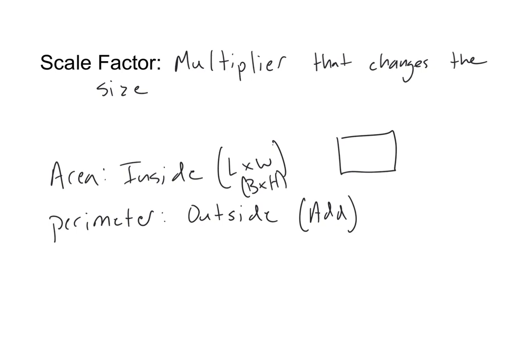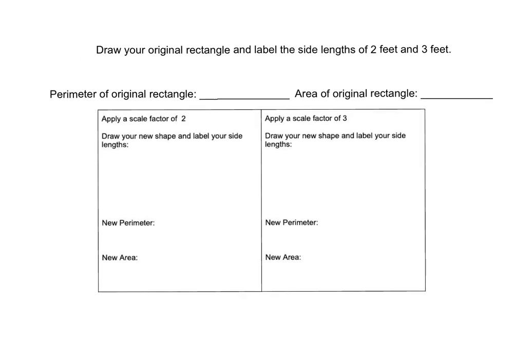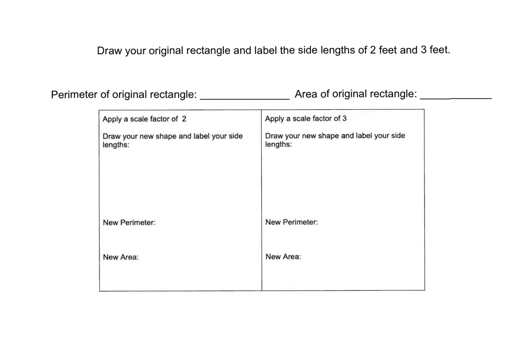Okay, so grab your piece of paper. Find the top of your piece of paper, and we're going to start today by drawing your original rectangle and labeling the side lengths 2 and 3 feet. So go ahead and take a second on your piece of paper and draw the original, or the OG, rectangle, with a side that is 2 feet and a side that is 3 feet, and remember the opposite sides are there.